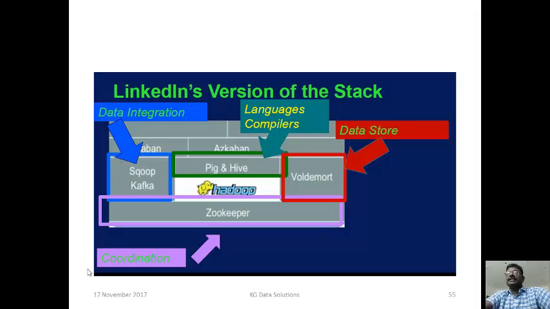LinkedIn version. So LinkedIn is another one. Here also you have something called Scoop, right? Scoop is what we are currently using. Kafka is for streaming, and you have the same Pig and Highway, and also Zookeeper.